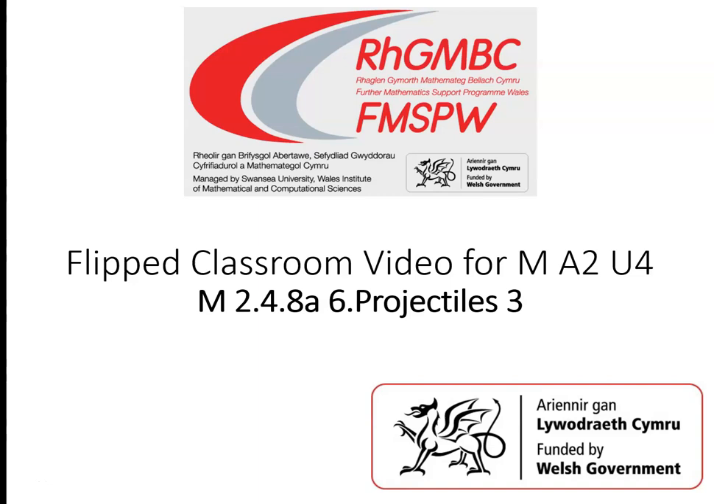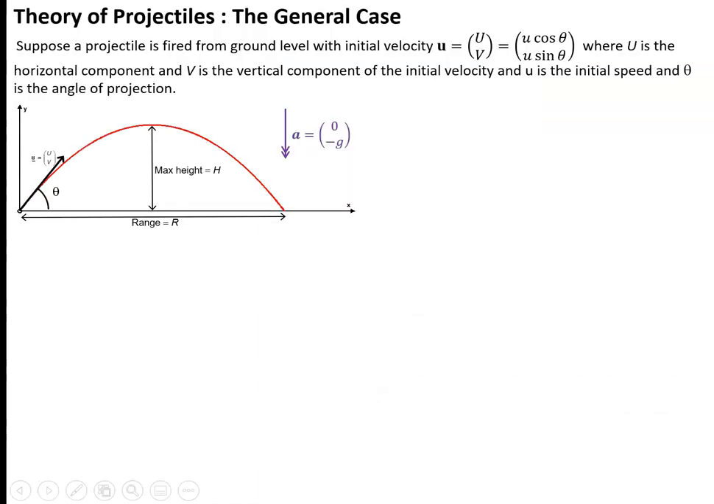In this video, we're going to develop some of the general results about projectiles. So we're going to be firing a projectile from ground level with speed u at an angle of theta to the horizontal. And that means that we can write the initial velocity as being little u cos theta in the x direction and little u sine theta in the y direction.